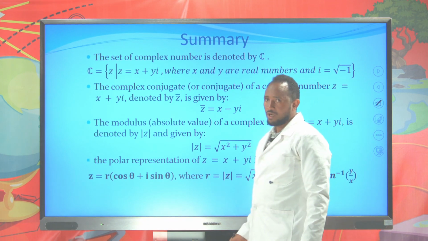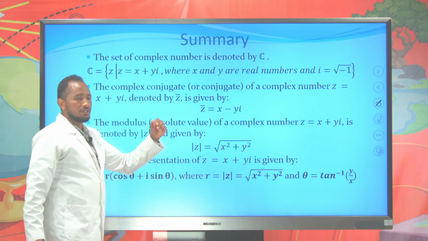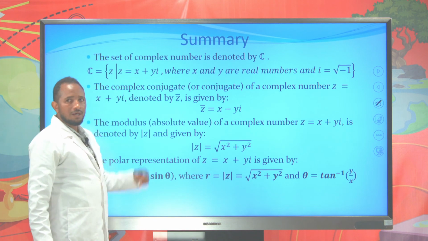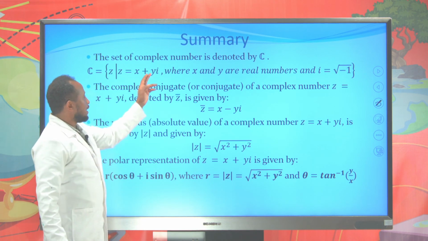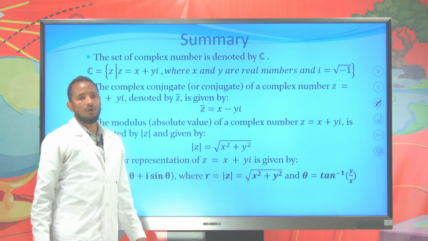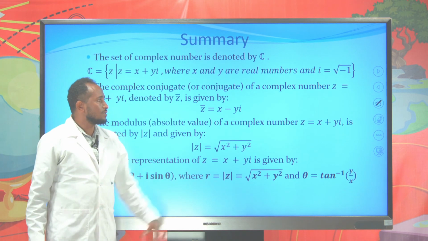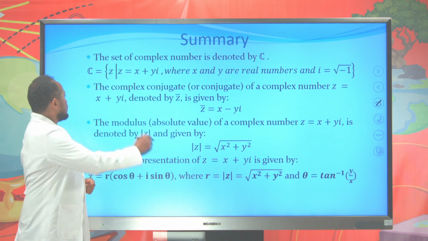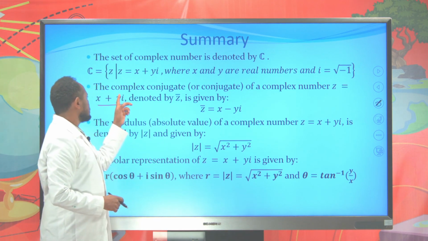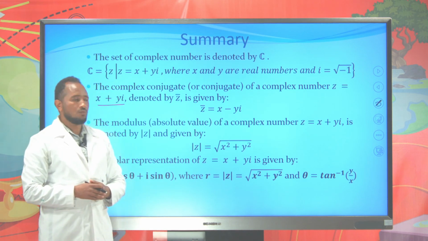To summarize what we have seen today: first, we defined complex numbers. The set of complex numbers is denoted by this symbol and given by x plus yi, where x and y are real numbers and i is the square root of negative 1, or i squared equals negative 1. Another concept is the complex conjugate, which is given by taking the opposite of the imaginary part, so z bar equals x minus yi.